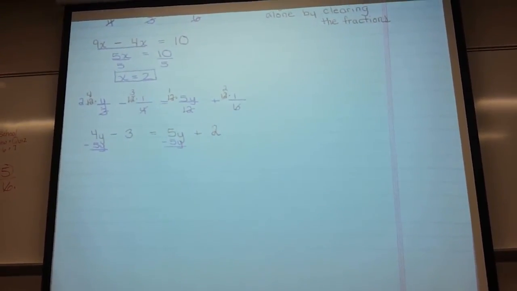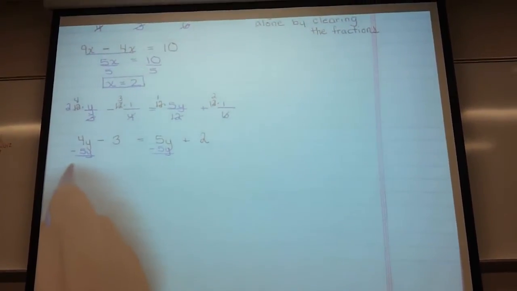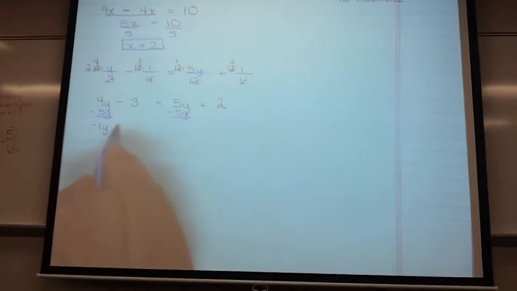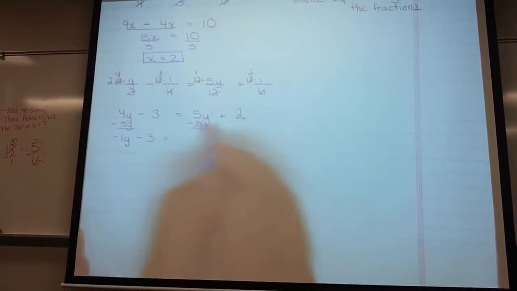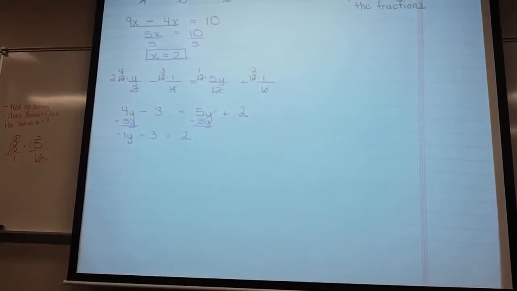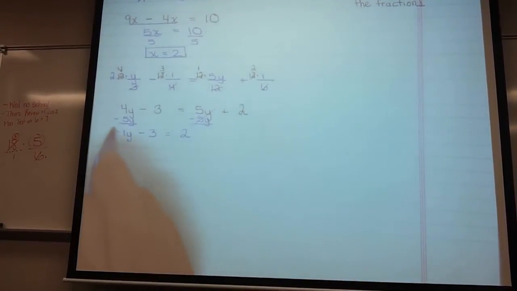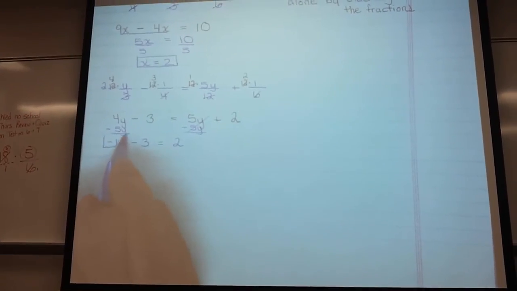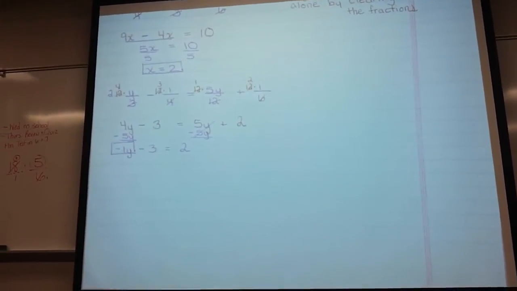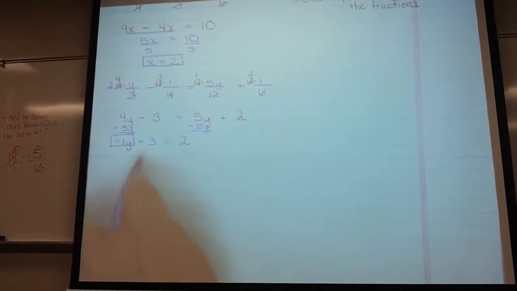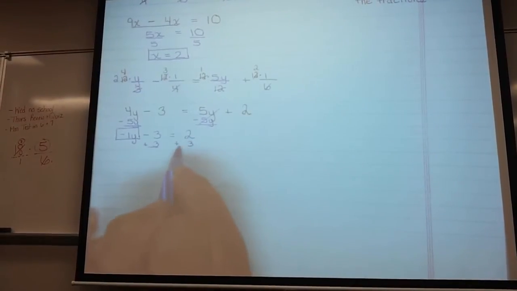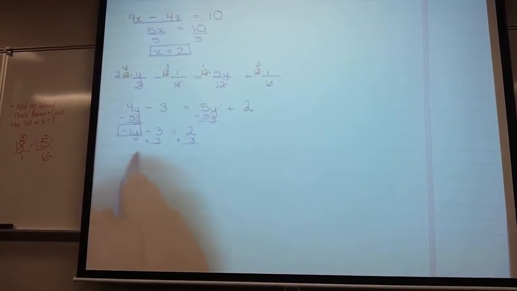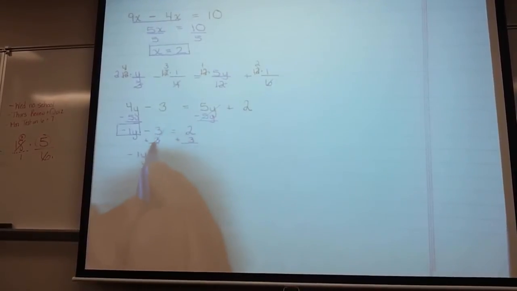4y minus 5y would give you what? Negative 1y. Bring down my minus 3. Bring down my equals. This is now gone. And you still have a 2. If you need to box this in like we did in chapter 3, you can do that. How would you move the minus 3? Add it to both sides. Again, you have negative 1y. This cancels and equals 5.